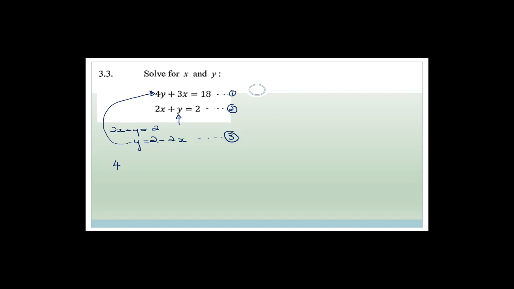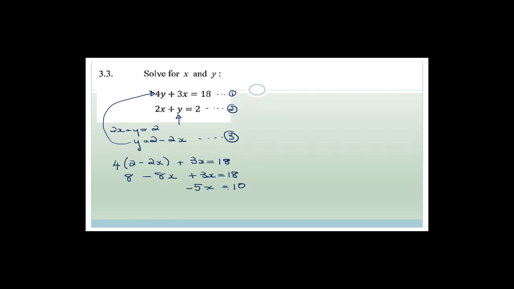So we've got 4, and wherever we see a y, we're going to write 2 minus 2x, plus 3x equals 18. Let's multiply that out. So it becomes 4 times 2 is 8, minus 8x plus 3x equals 18. When we take that across, we're going to collect all the x's and all the non-x's together. So we've got minus 8x plus 3x is minus 5x, and 18 minus 8 is 10.